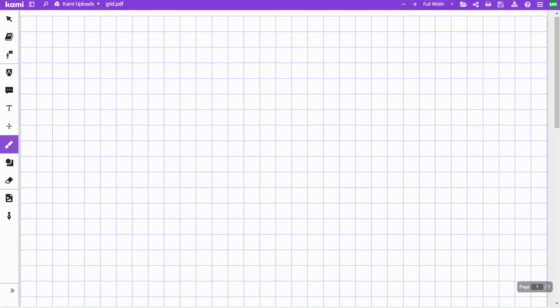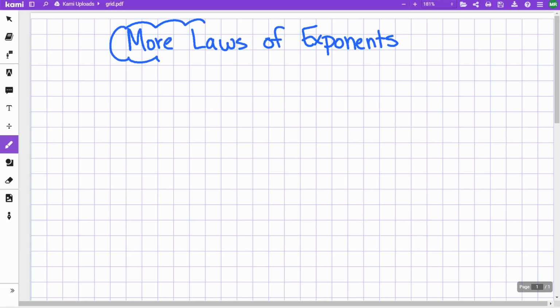So this is part 2 of notes for laws of exponents. These ones are a little bit more complicated, and I want to go through about 3 examples with you guys. So I'm going to say more laws of exponents. Okay, and so these are going to be more examples.